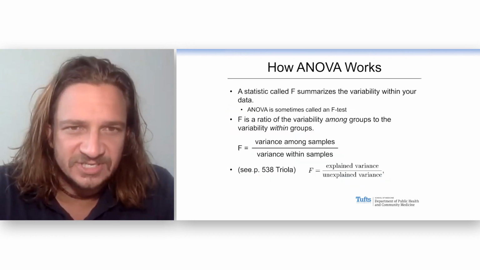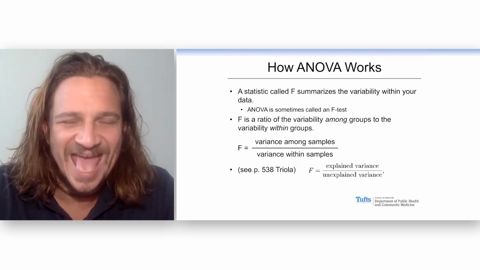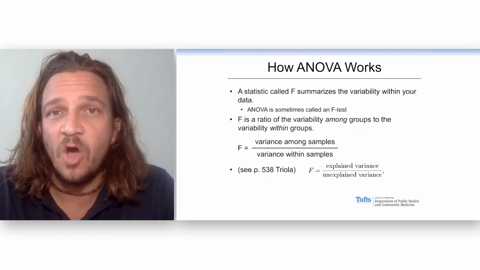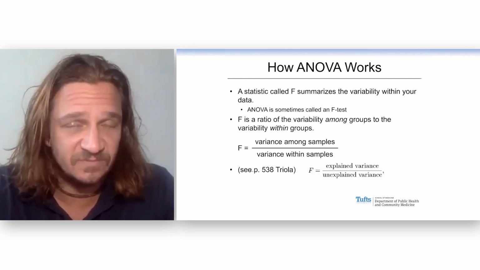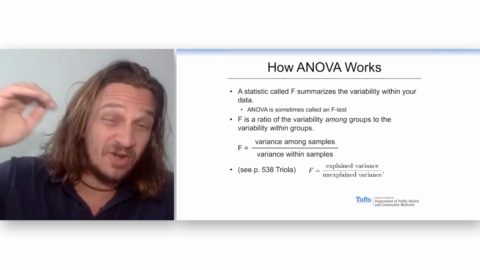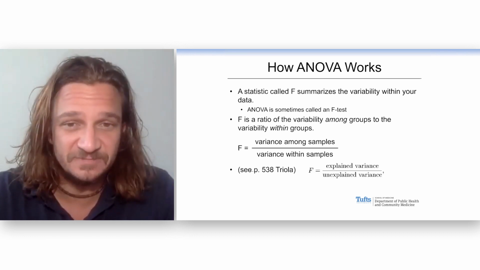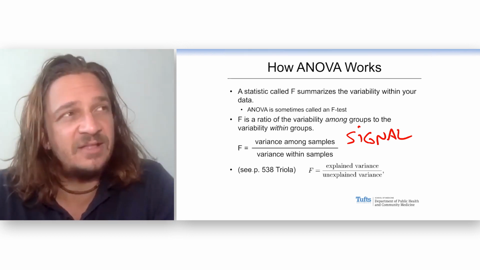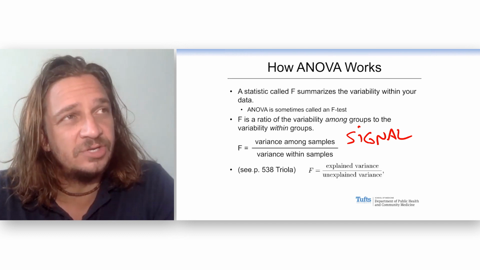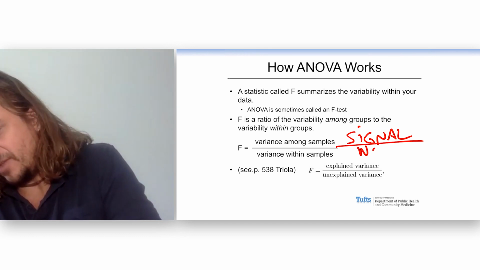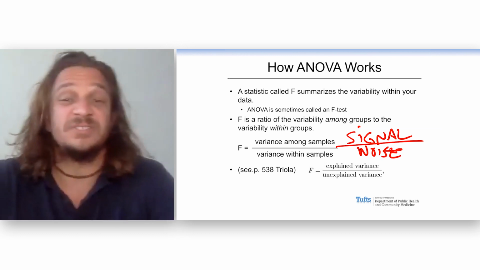How ANOVA works is through a statistic called the F statistic. And in fact, sometimes it's called the F test. What you need to know, and it's very simple, is that F is a ratio of that variability between the groups, which we've been thinking about vaguely as some sort of signal. You like that analogy? Some students do, some don't. Okay, well, it's a ratio of the signal relative to the noise.